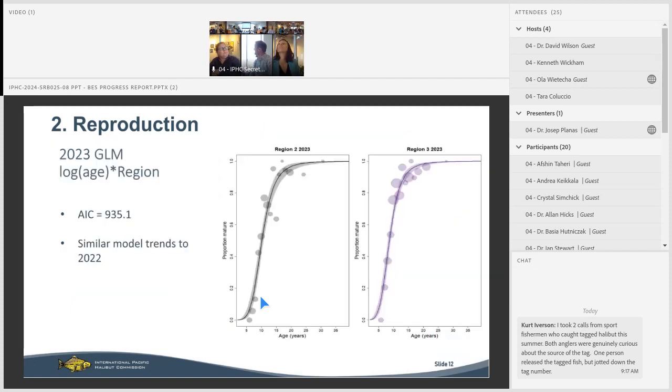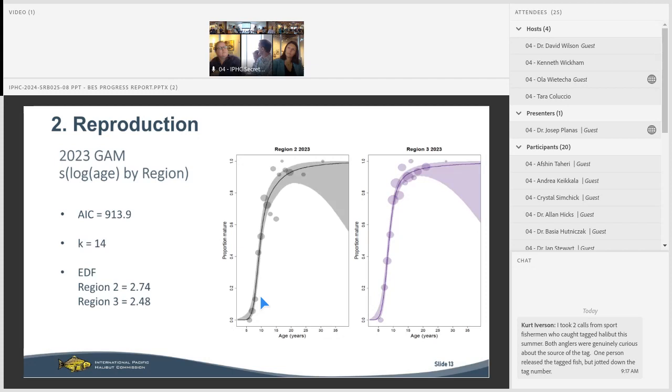As requested back in June, I'm first going to show just the 2023 data modeled separately, and then I'll show some model comparisons of the year effect models. This is the GLM for 2023 for regions 2 and 3. It shows similar model trends to 2022, in that ages 5, 6, and 7 show a higher proportion mature in comparison to the GAM. Here's the GAM output for 2023. Region 3 is showing a lower value of effective degrees of freedom compared to 2022, but region 2 is showing a higher, basically equal nonlinearity for 2023.